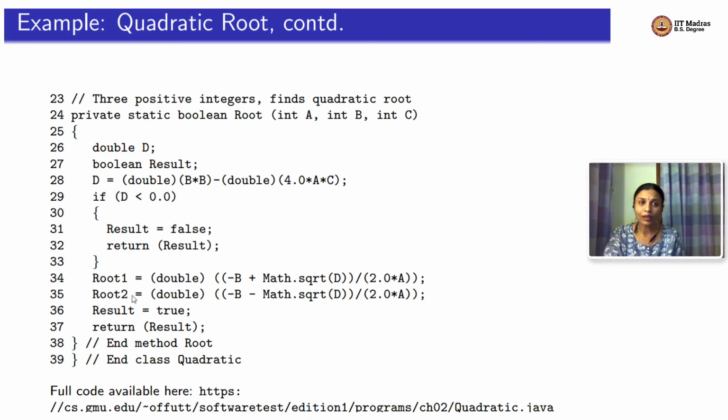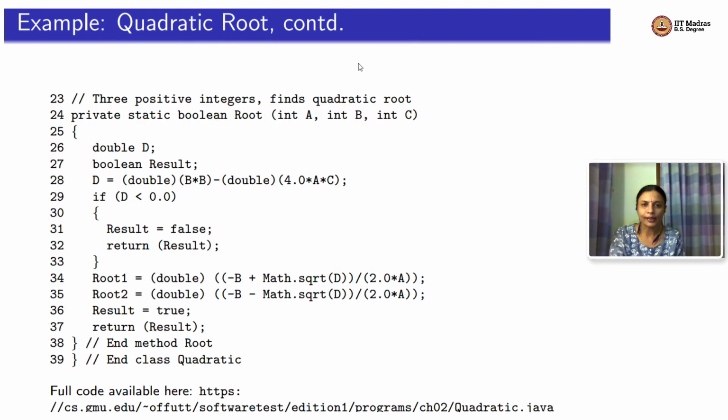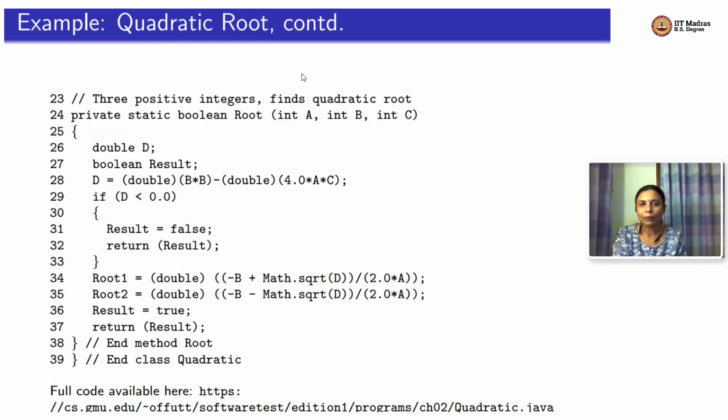So here in this example, you see two kinds of coupling interfaces. One is parameter passing. X, Y, and Z are passed as A, B, and C. And then result, the Boolean variable, is passed back as OK, parameter passing coupling. The next is shared variable coupling. Root 1 and root 2 are global variables that are shared by both the methods, main and root, which is the function that updates the actual values. They are not passed and passed back, but directly written onto.